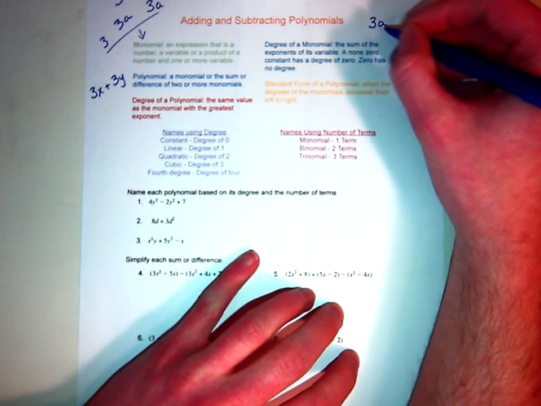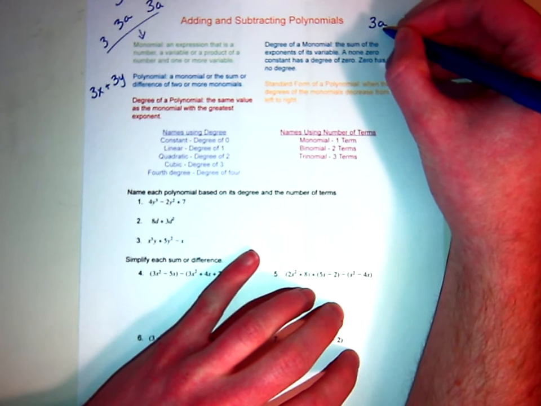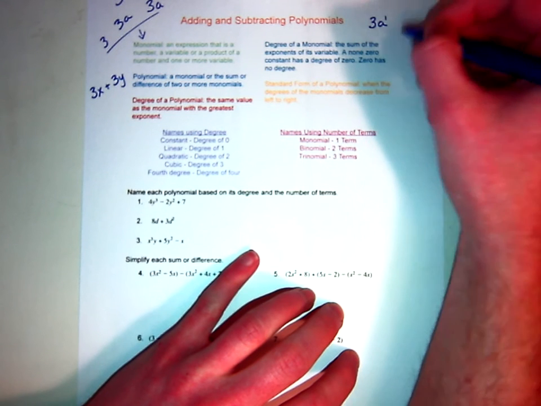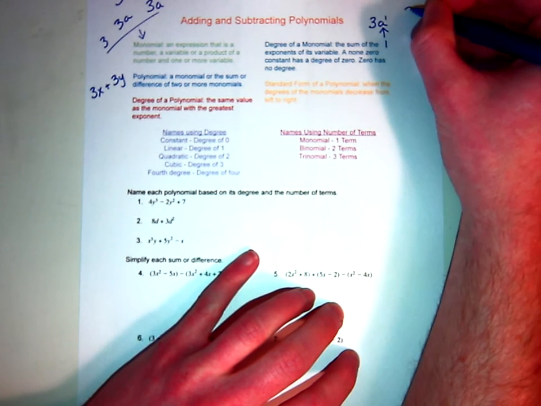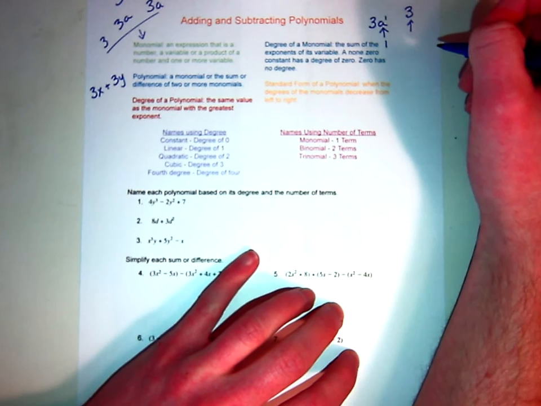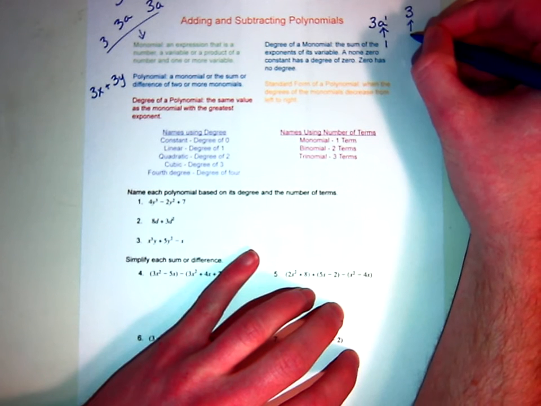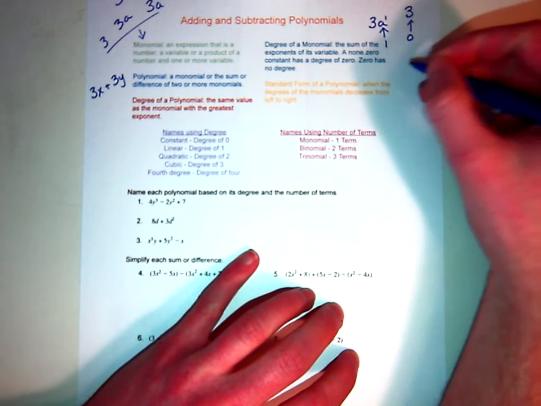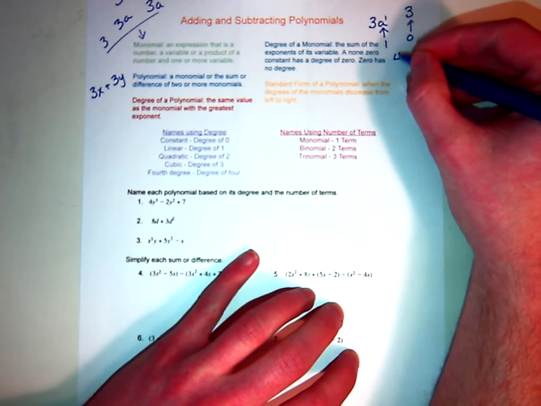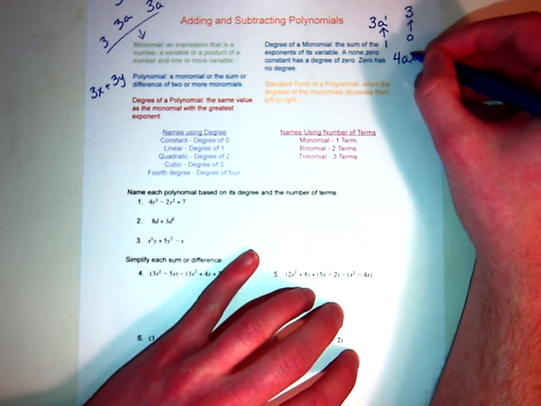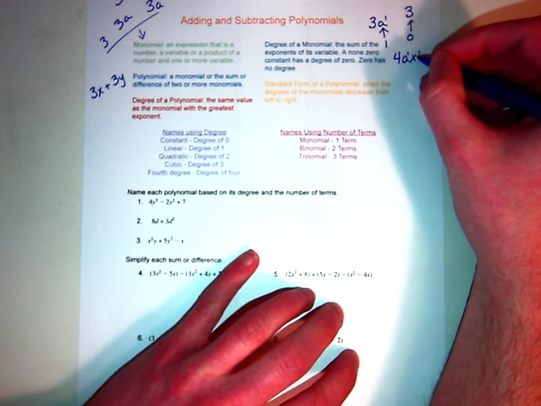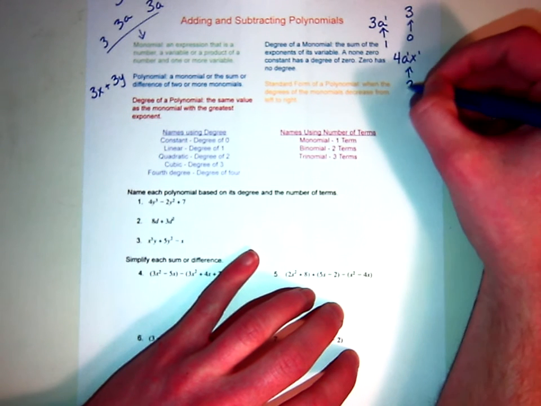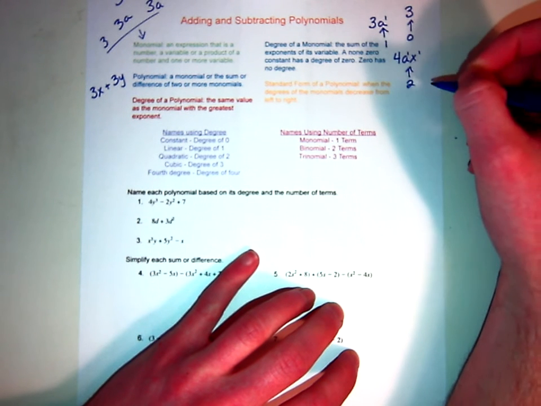Let me give you a couple examples here. 3a: since a has the exponent of 1, its degree would be 1. A constant would have the degree of 0. And for something like 4ax, those would both have the exponents of 1, and so we'd combine them, and that has a degree of 2.